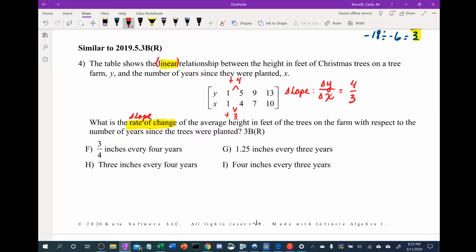So if we bring the English language back into it, it grows 4 feet, or 4 inches rather, every 3 years. The change in Y is 4 inches, the change in X is 3 years. So 4 inches every 3 years is option I.